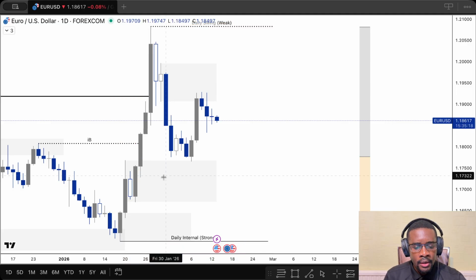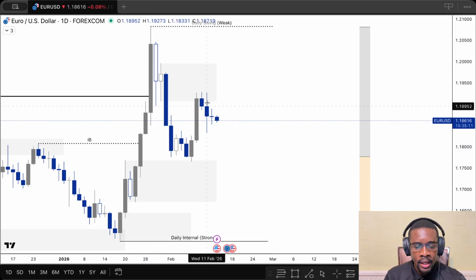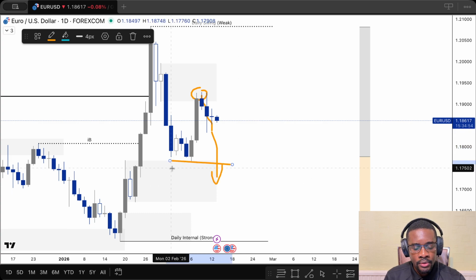Okay, we mitigated this range. Then we've had a reaction, and now we are getting a reaction from this supply, fractal supply. We had a reaction right there. So this could be a reaction for price to continue down, take out these lows, mitigate deeper into this range and maybe reach this pivot area.